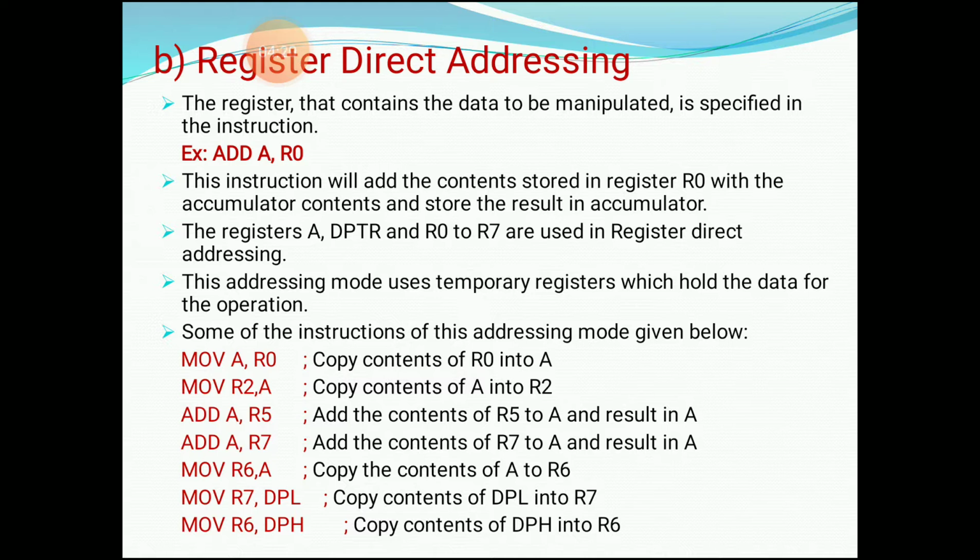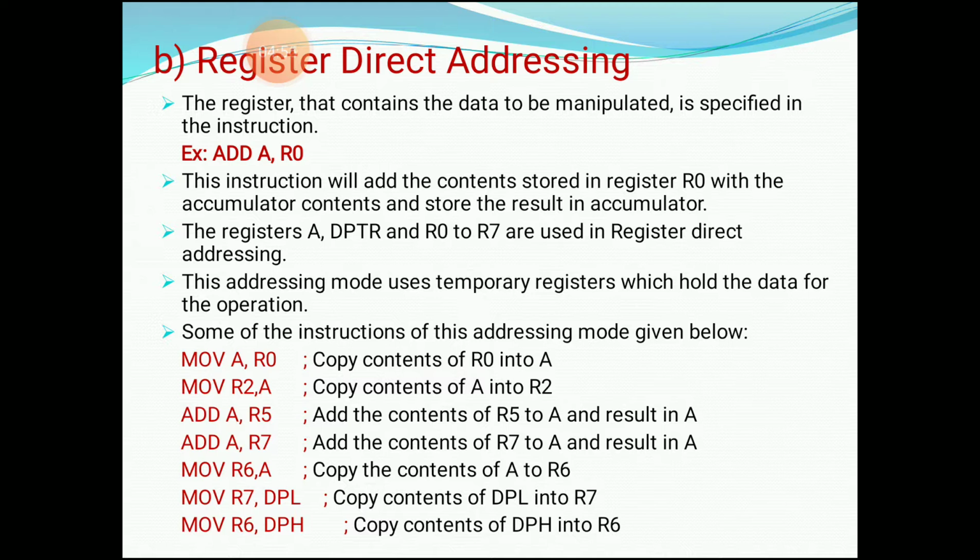ADD A, R7. This instruction adds the content of the accumulator with the content of R7, and the result will be stored in the accumulator. MOV R6, A. This instruction copies data from the accumulator to the R6 register. MOV R7, DPL. This instruction copies data from the DPL register to the R7 register. MOV R6, DPH. This instruction copies content from DPH to the register R6.